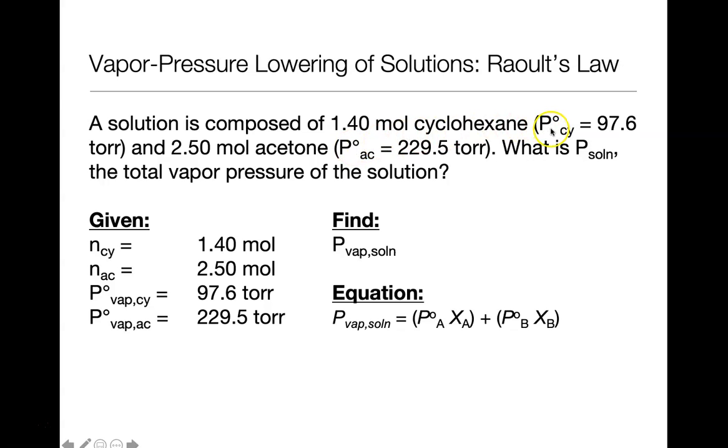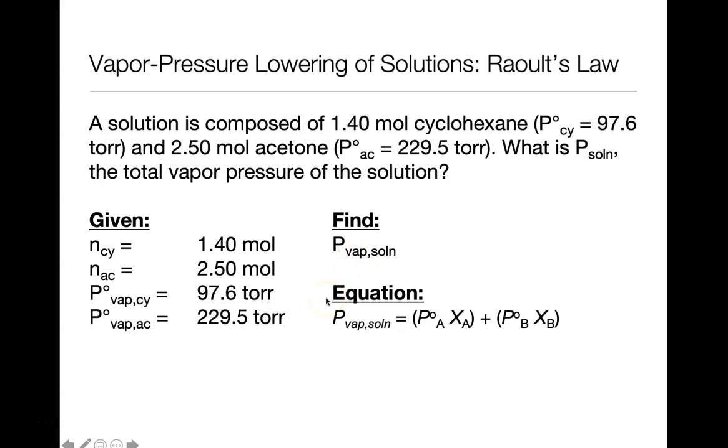So this is going to be a mixture of cyclohexane and acetone, so their vapor pressures will not be equal to their pure vapor pressures. And we're going to have to find out what those are. And it's asking me, what is the pVap of the solution, right? So again, we're going to organize our givens and finds. I have the number of moles of cyclohexane, of acetone. I have their pure pVaps, and it's asking me to find the pVap of the solution.